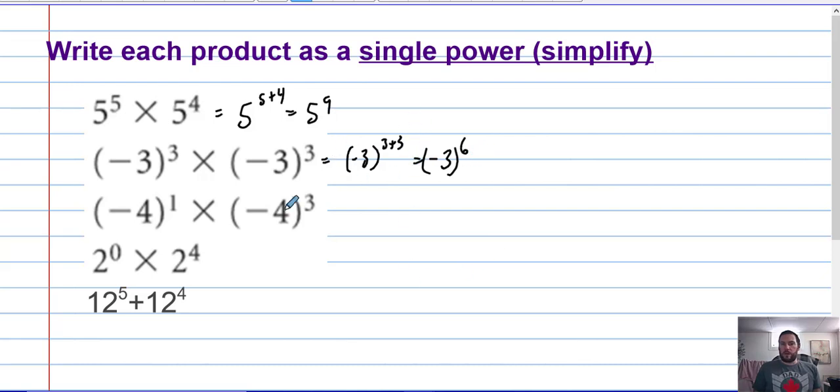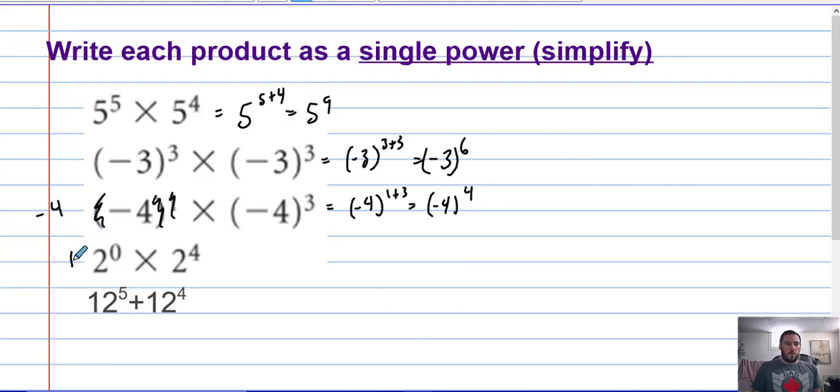Notice again, I'm including my brackets whenever I have those negatives to make sure that they get repeated. Negative 4 to the 1, which again, remember, is simply just negative 4. So if we ever had a question where we didn't have this negative 4 or this 1, we still have to understand it as negative 4 to the 1 times negative 4 to the 3 becomes negative 4 to the 1 plus 3, which is negative 4 to the 4.